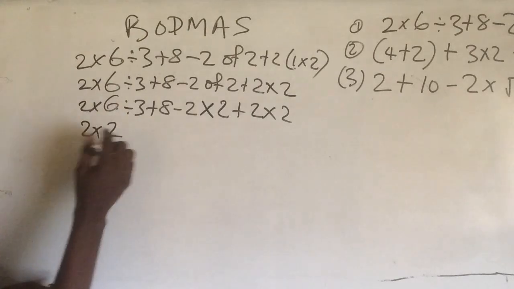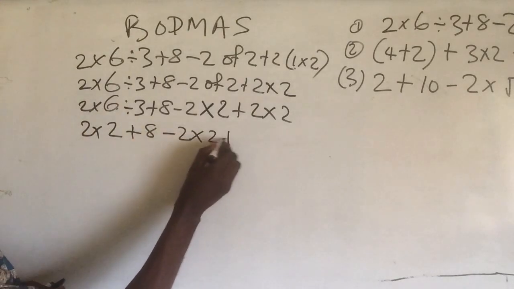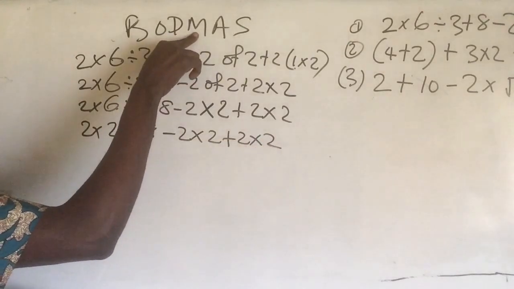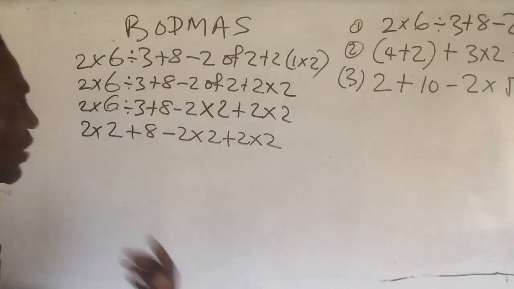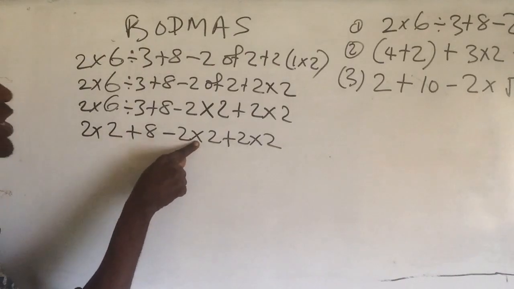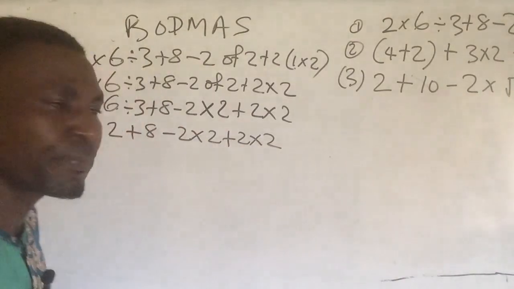You now get 2, right? Plus 8 minus 2 times 2 plus 2 times 2. Next one is what? Multiplication. You now treat multiplication. How many multiplications do we have here? We have multiplication here, here, and here. We have 3 multiplications. We will treat 3 of them.